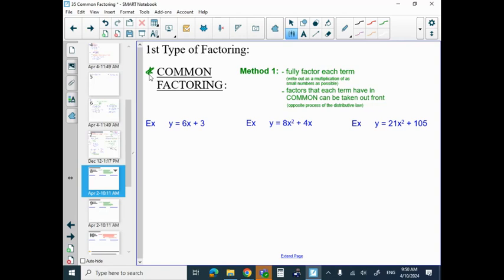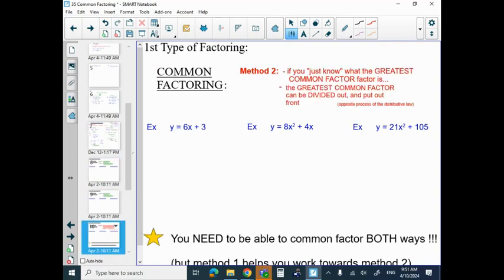So method one is sort of the introductory method, the starting method. Let's call it the basic method. It basically is good to start with. Method two, just to be clear here, method two is really your goal. Your goal is to be able to do it by method two.